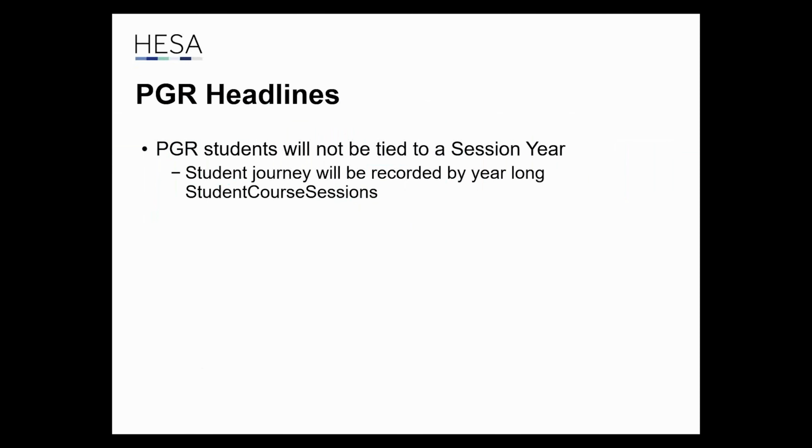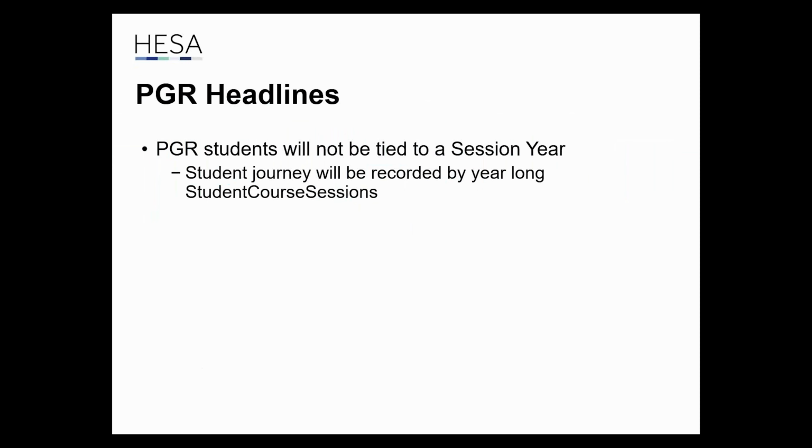So if you recall from previous knowledge shares, the session years record the planned dates for a course year, and students are associated to those, so we can see their activity compared to the planned dates. Feedback from providers, we ran a consultation earlier this year. Feedback from providers was that that doesn't apply to the majority of PGR programs, so they don't have the concept of a planned start date.